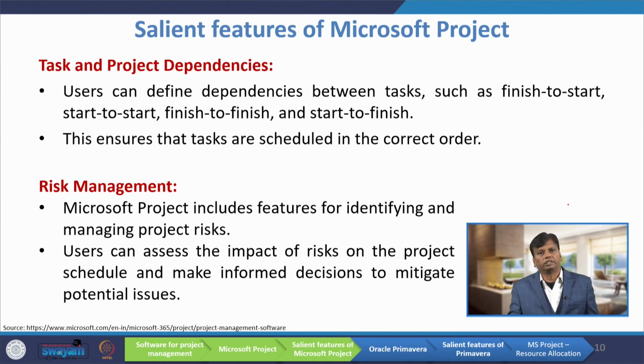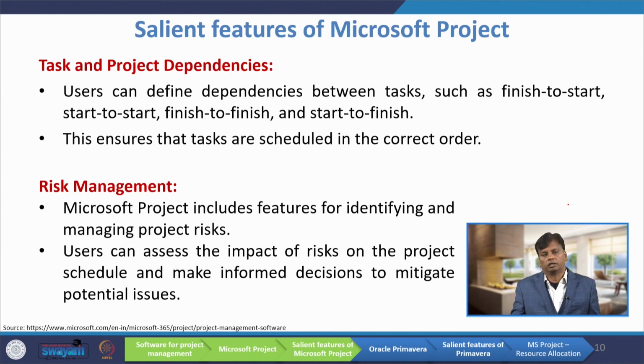The next feature is task and project dependencies. Users can define dependencies between tasks such as finish to start, start to start, finish to finish and start to finish. So, how to do this? In the next lecture I will be explaining. For example, what is finish to start? Say activity A and B are there. B can be started after finishing of A, that is the meaning of finish to start.